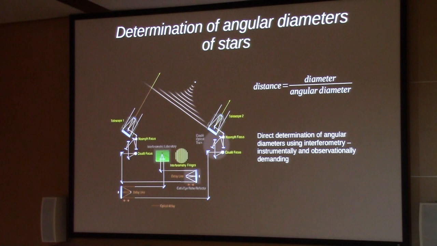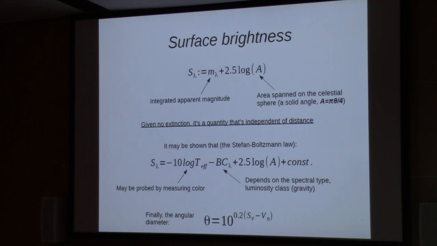So we need to have some kind of calibration between photometry, because the easiest thing we can do is just photometry, and angular diameters. Calibration based on interferometry, obviously. And here comes the notion of the surface brightness that we need. So basically, this is surface brightness given in the magnitude scale. Here we have area, so this is actually the solid angle spanned by our source on the celestial sphere, and we may write it in terms of the angular diameter.